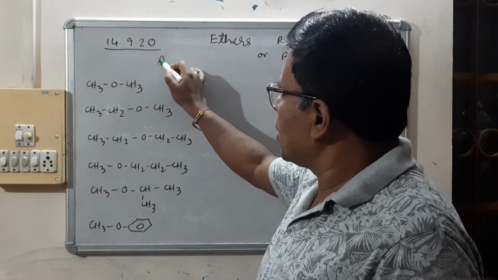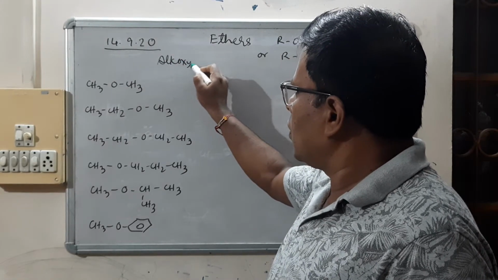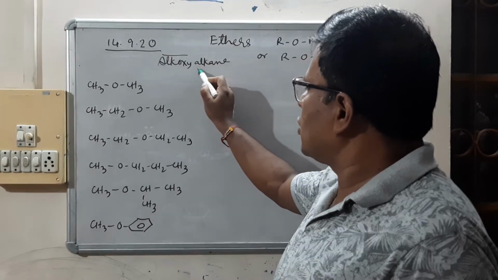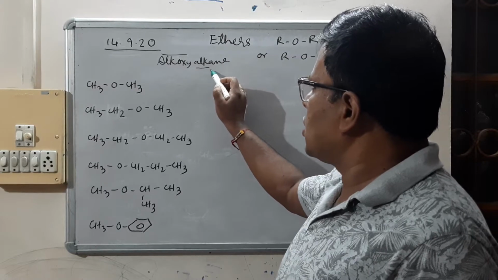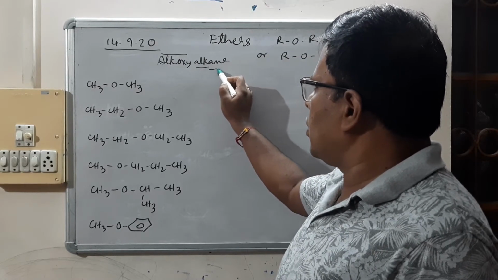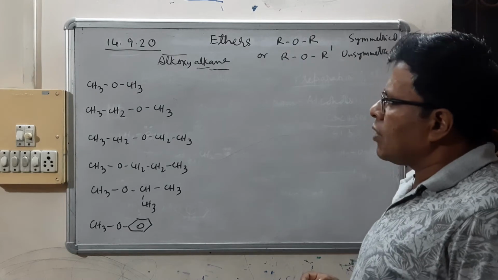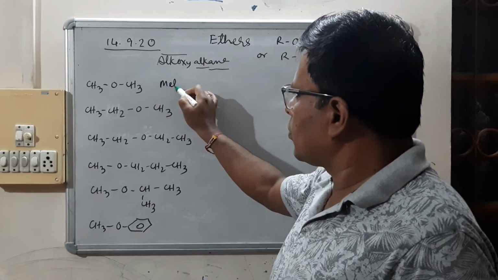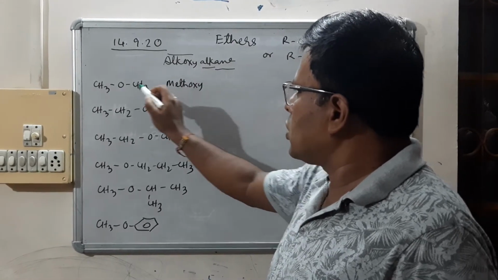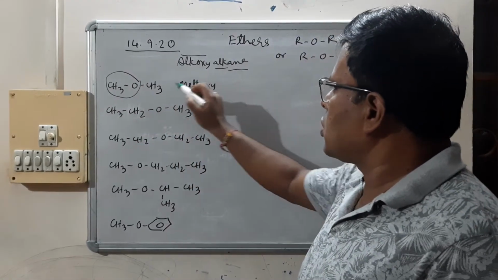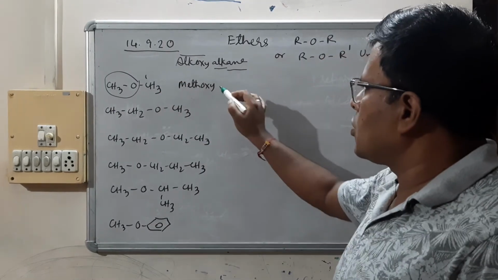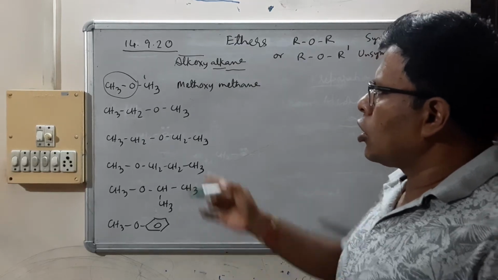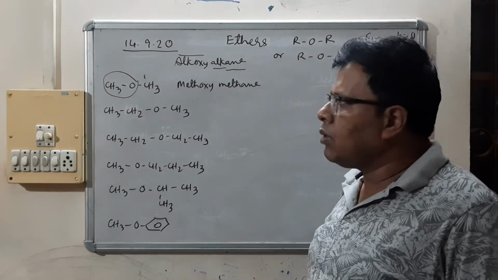Ethers are named as alkoxy alkane. This is a prefix, this is a word root, and this is the primary suffix. So here its name will be methoxy. This is the methoxy part. Methoxy, one carbon atom chain. So methoxymethane. The common name of this compound is dimethyl ether.